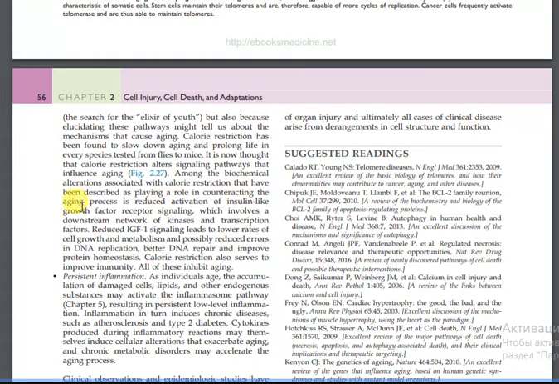counteracting the aging process is reduced activation of insulin-like growth factor receptor signaling, which involves a downstream network of kinases and transcription factors. Reduced insulin-like growth factor 1 signaling leads to lower rates of cell growth and metabolism and possibly reduced errors in DNA replication, better DNA repair, and improved protein homeostasis. Calorie restriction also serves to improve immunity. All of this inhibits aging.